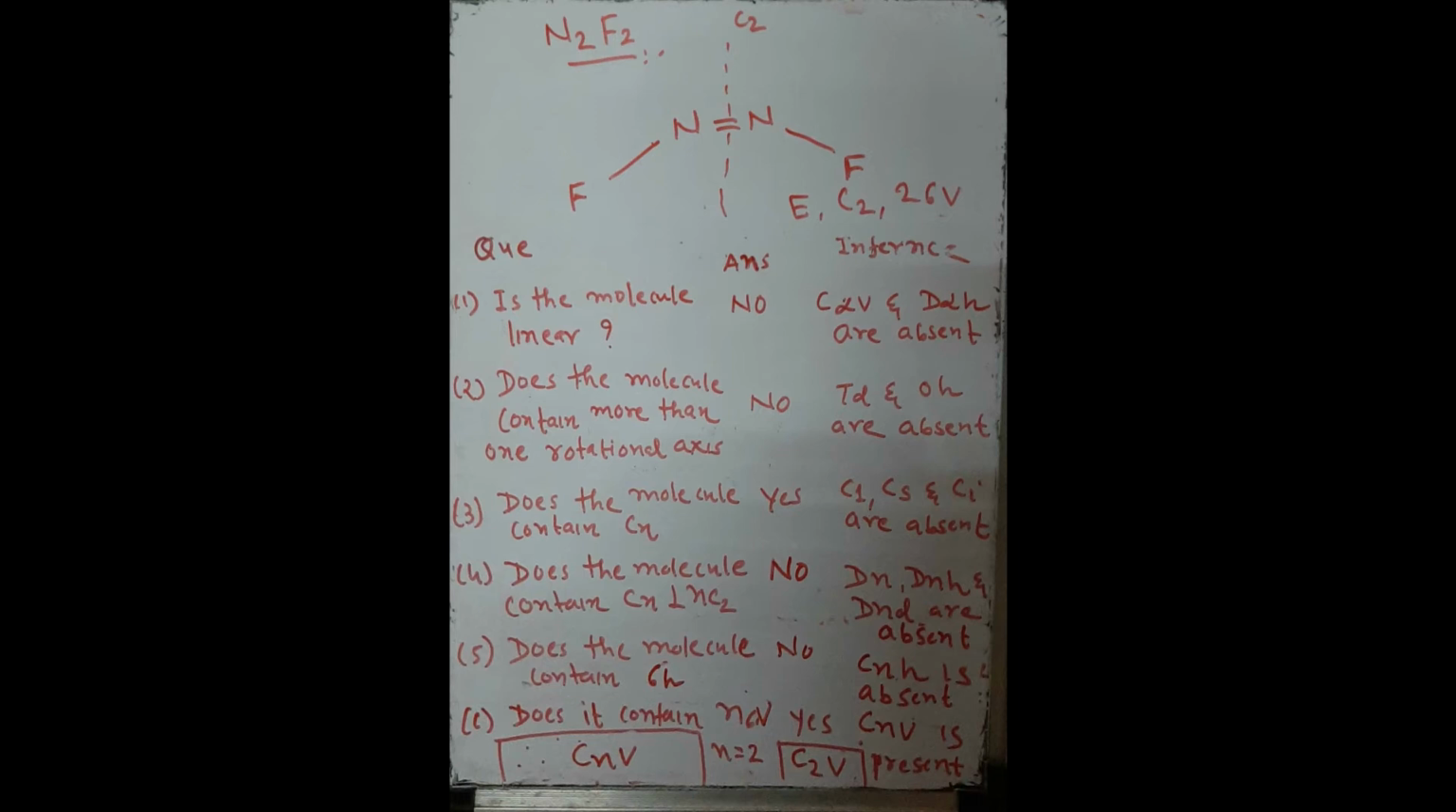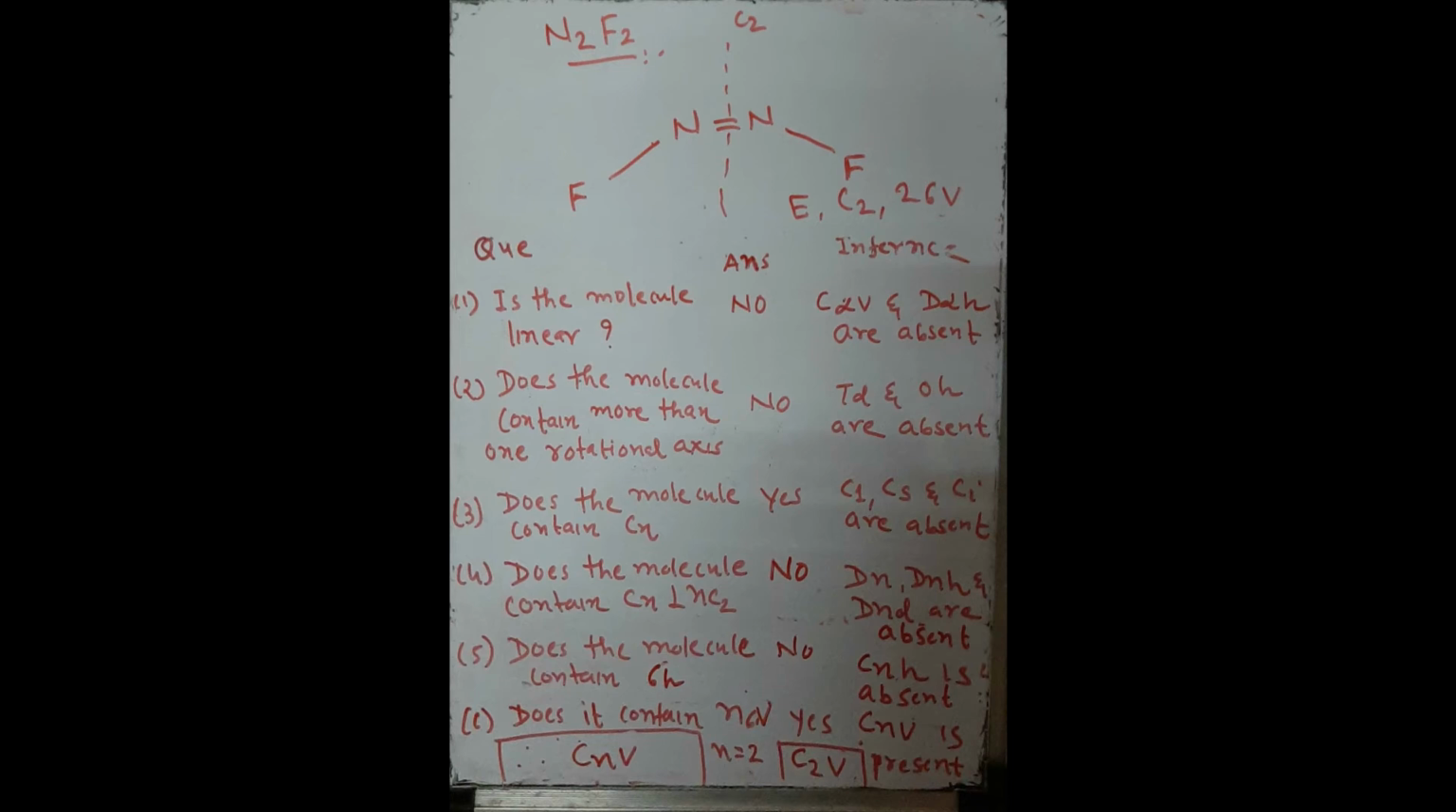Similarly, let us find out point group of pyridine. Pyridine contains, as shown in the figure, E, C2 and 2 vertical planes. Now it is having a hexagonal structure. Now we have to make 3 columns: question, answer and inference. In the first question we will ask, is the molecule linear? Answer is no, therefore C infinity V and D infinity H are absent. Second question, does the molecule contain more than one rotational axis? Answer is no, that means tetrahedral and octahedral are absent.